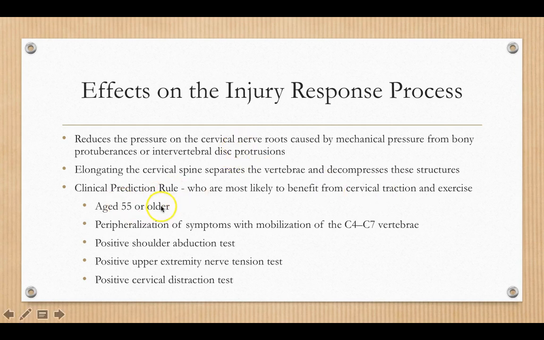So, if they're aged 55 or older, if they have peripheralization of their symptoms with mobilizations of C4 to C7 vertebrae. If we were to do glides on the C4, 5, 6, 7 vertebrae, and that sends symptoms into their extremity, into their arm, that would be a sign that they might benefit from the traction. Positive shoulder abduction test, again, increasing their symptoms in that arm. Positive upper extremity nerve tension tests, again, sending sensation, and positive cervical distraction test.